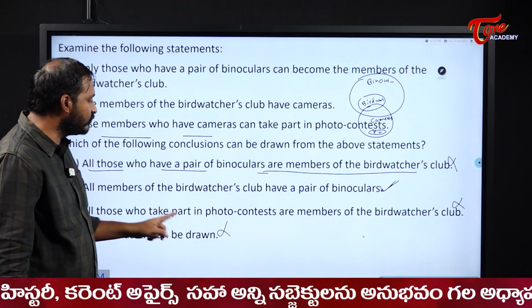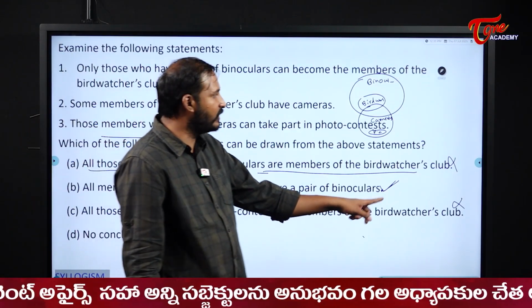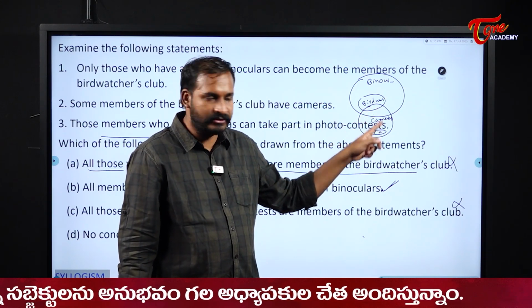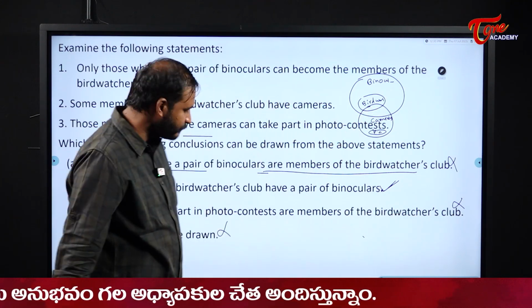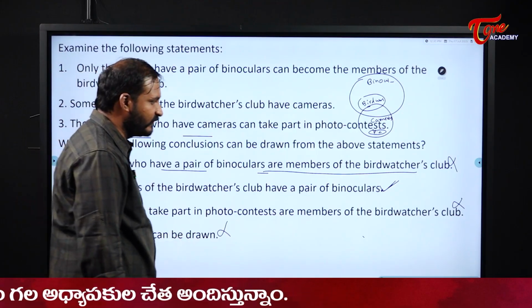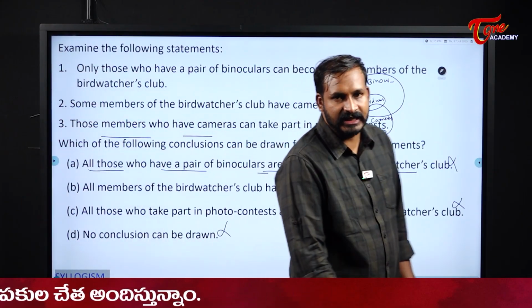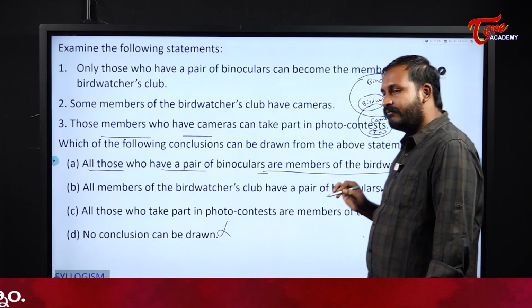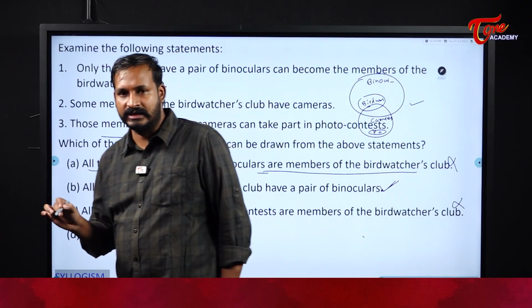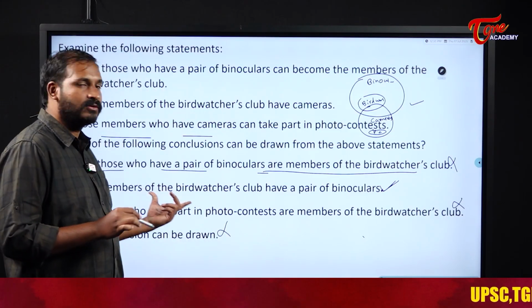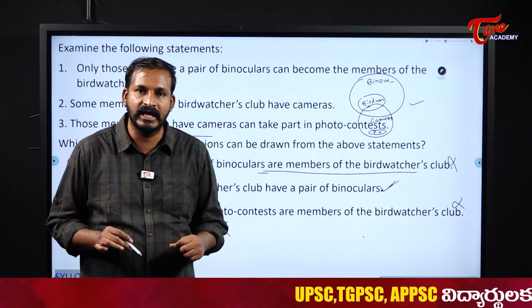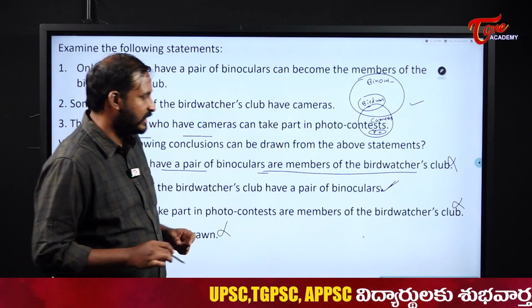Next, all those who take part in photo contests are members of the bird watchers club. Photo contest is here and bird watchers club is here. Is it true? No, that is false. No conclusion can be drawn. That is obviously false, because we can draw the second conclusion. So with the general understanding we can solve, and with the Venn diagram also we can say that the second conclusion follows the given statements.